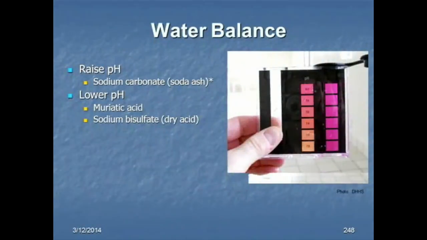Now, if you've got the other situation, in this particular slide, a very, very basic environment in your swimming pool in that particular test, you're going to add muriatic acid or sodium bisulfate, a dry acid, to bring that number down. Same scenario as the previous one in order to bring the pH up. You have 2 bottles, acid demand and base demand, in your test kit.